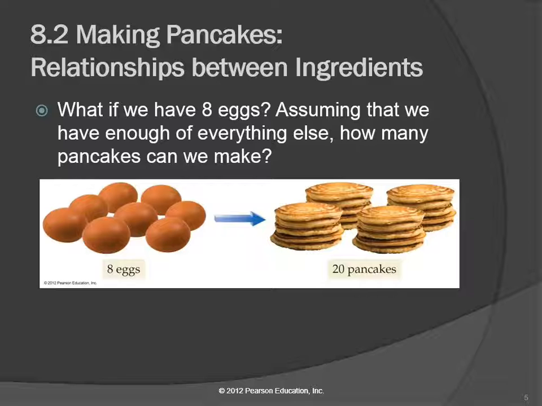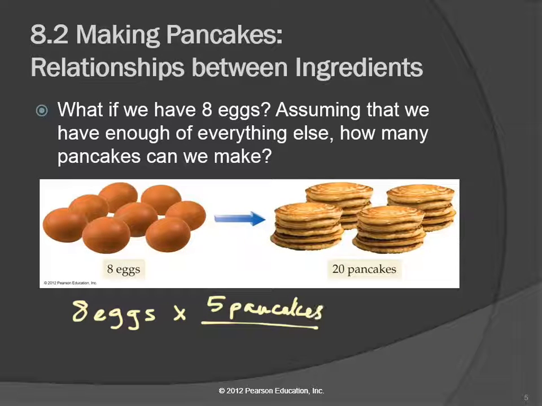Okay, so let's look at how we might write this down. If I have 8 eggs, how many pancakes? Well, I know that I can make 5 pancakes for every 2 eggs. So the eggs cancel out. Here's dimensional analysis again. 8 times 5 is 40 divided by 2 is 20. 20 pancakes.